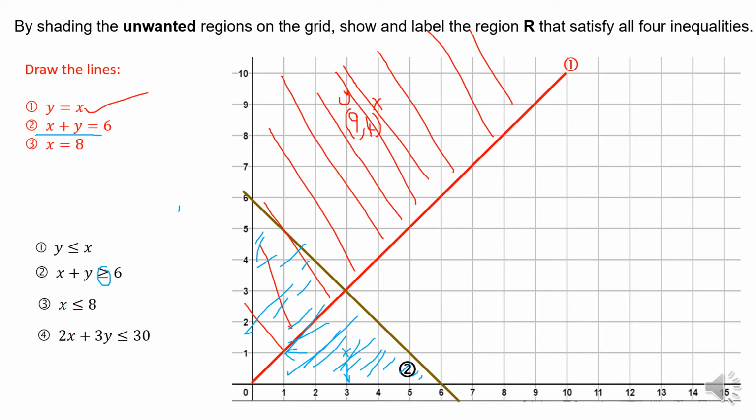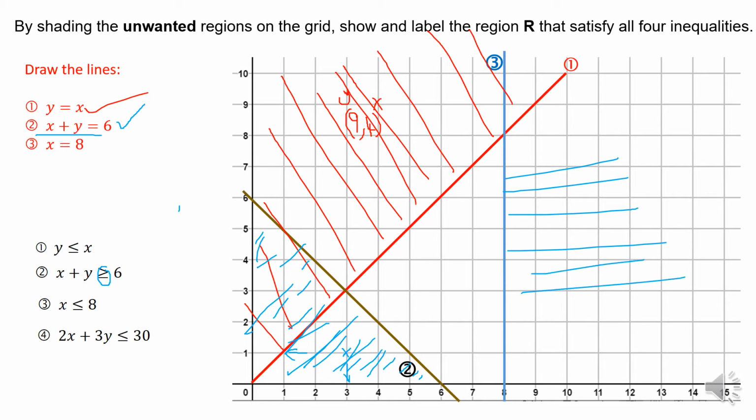The next one that we are going to do is the line x equals 8. x equals 8 is a vertical line like that. And the inequality says values of x that are less than 8. So on the right side of the line, these values are bigger than 8, so you shade them. This is the region that is not required. You'll be shading that particular region. We're getting very close to finding our polygon.